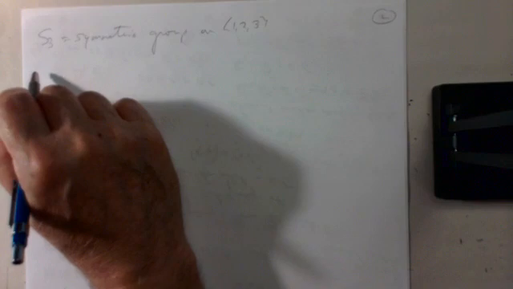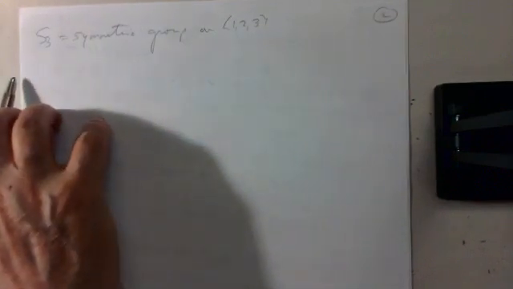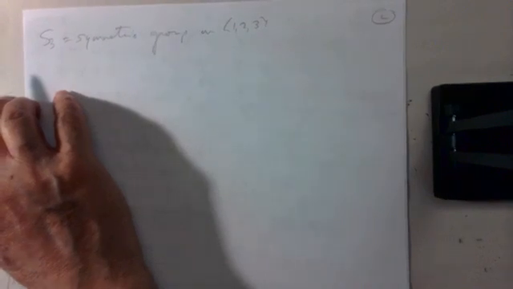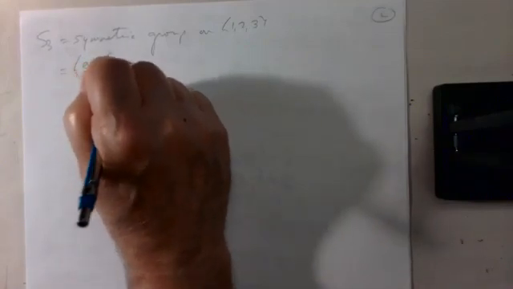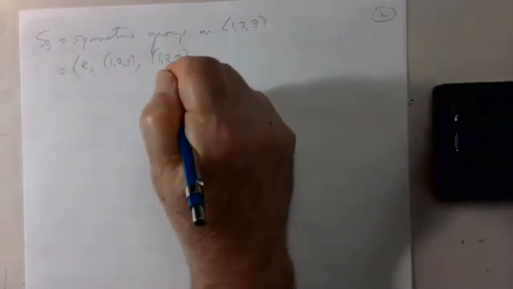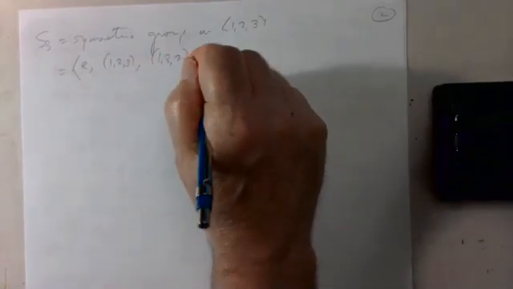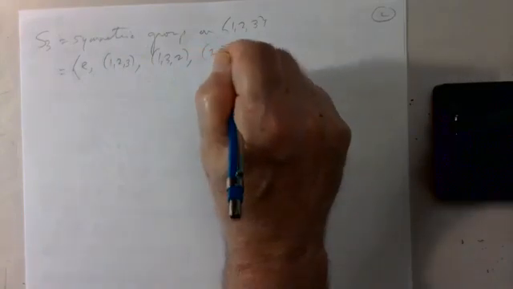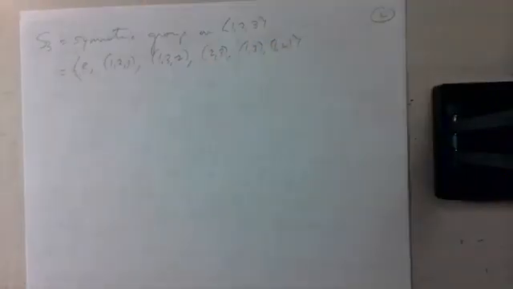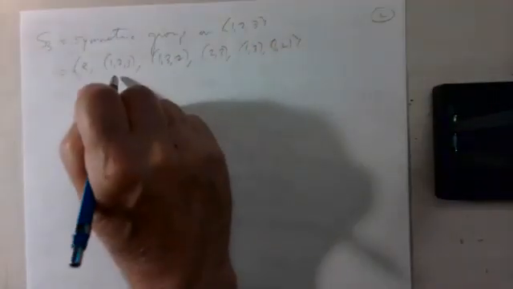Is that the question? It says construct a subgroup H of S3 and an isomorphism from Z mod 3Z to H. Okay. So what does S3 look like? You have the identity, you have the 3-cycle (1 2 3) and its inverse, which is the 3-cycle (1 3 2). And you have the transpositions (2 3), (1 3), and (1 2). Those are the 6 elements of the symmetric group.